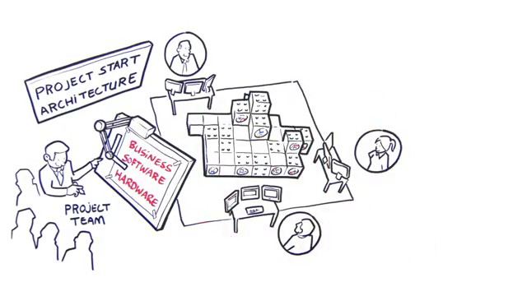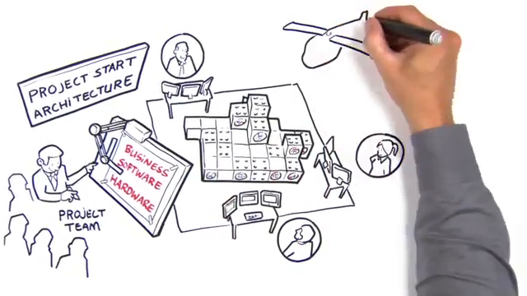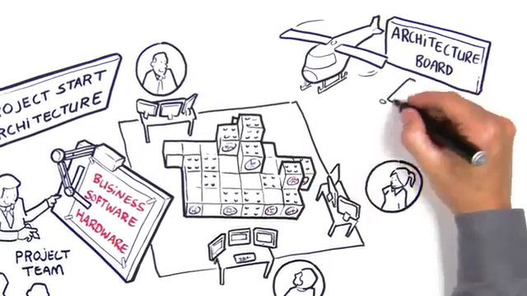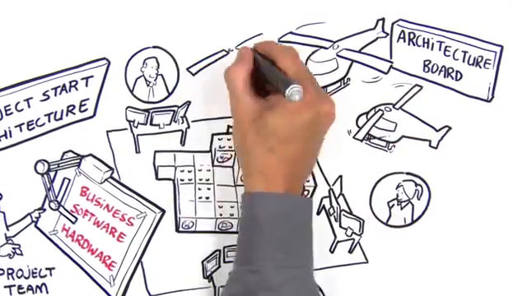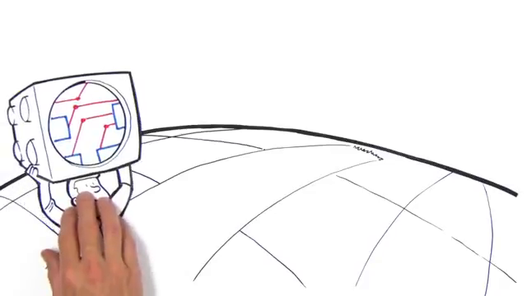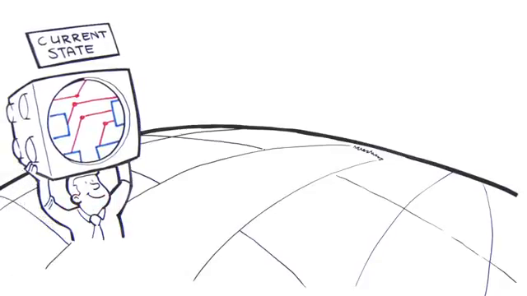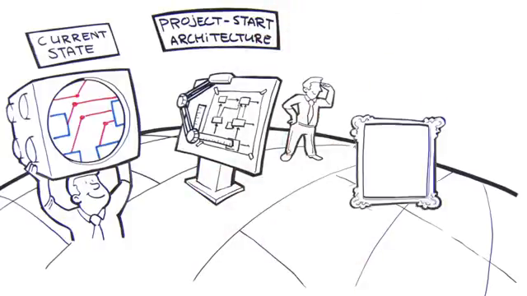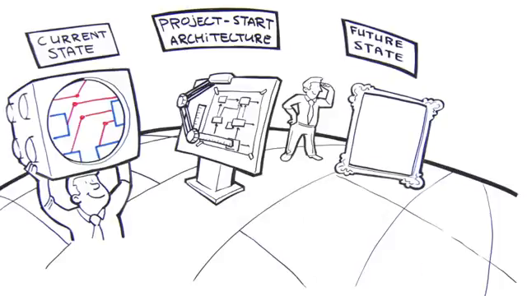The project start architecture is evaluated by the architecture board. In this board, architects from every domain in our company work together and supervise the entire landscape. Summarized, enterprise architecture is about 3 things. We take a look at the existing situation. We help to develop and evaluate designs. And we create a sketch for the future so that everyone understands the direction we're heading.